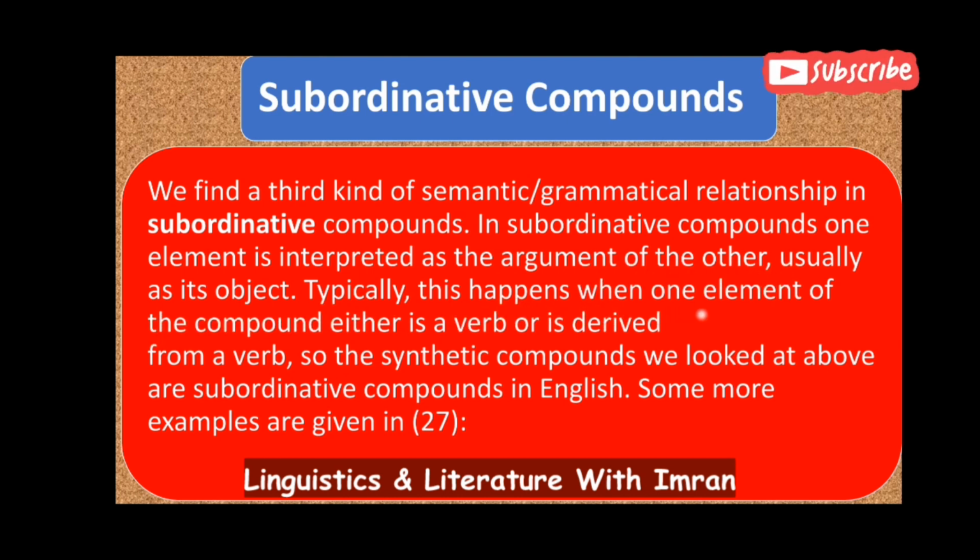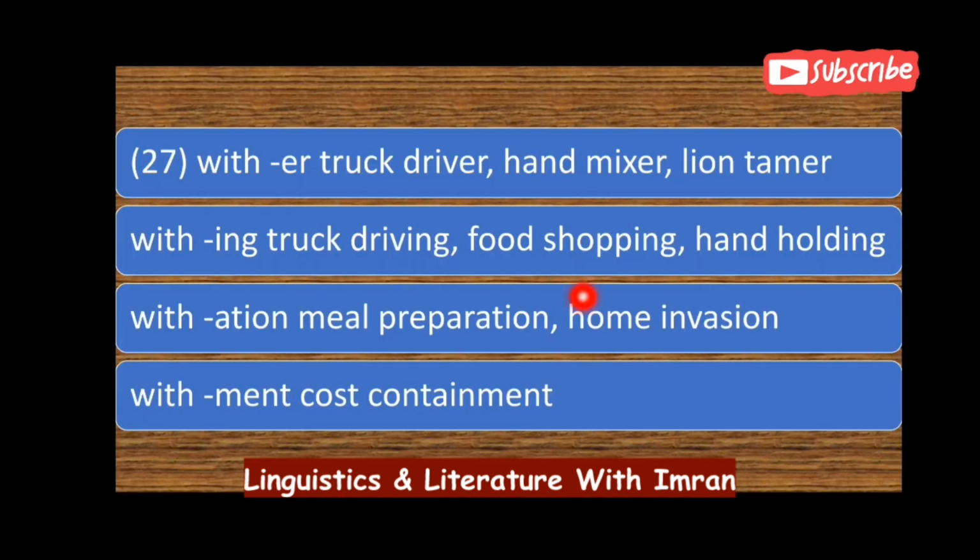Typically, this happens when one element of the compound either is a verb or is derived from a verb. So synthetic compounds and subordinative compounds are the same as the ones above. In English, some more examples are given in example 27. Like with -er: truck driver, hand mixer, lion tamer. With -ing, like truck driving. We can see that in truck driver, driver is derived from the verb drive.